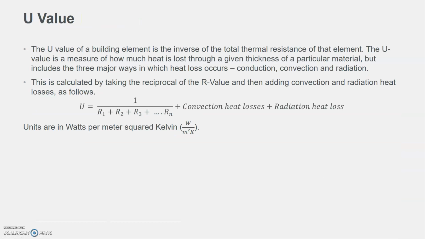Now, U value of a building's element is the inverse of the total thermal resistance of the elements. The U value is measured on how much heat is lost through a given thickness of a particular material, and it is included in three major ways in which heat is lost: conduction, convection, or radiation. This can be calculated by taking the reciprocal of the total R values and then adding a little bit of the convection heat loss and radiation heat loss, which we won't deal with. So we can actually take 1 over all of the R values together, and that's going to give me our U value.